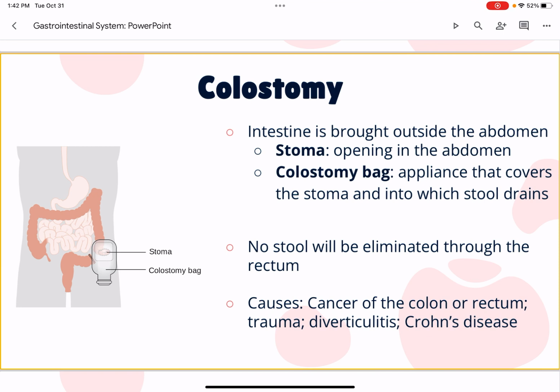In diverticular disease, small bulges or pockets develop in the lining of the intestine. In diverticulitis, the pockets are inflamed. Crohn's disease is a chronic condition that causes inflammation of the digestive tract. Cancer of the colon or rectum, trauma, diverticulitis, and Crohn's disease are all causes or reasons for a patient to have a colostomy. When a patient has a colostomy, no stool will be eliminated through the rectum. Instead, it goes through the stoma and into the colostomy bag.